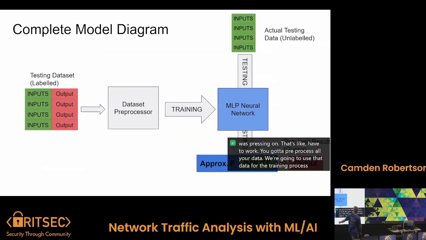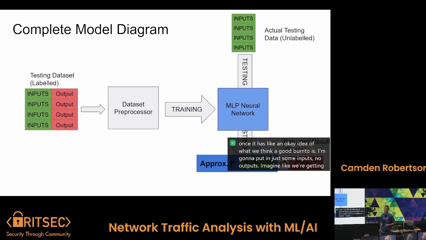This whole thing right here, we're going to train the neural network. Once that's all done, once it has an okay idea of what we think a good burrito is, we're going to put in just some inputs, no outputs. Imagine we're giving it some ingredients, right? We're testing out something new. Let's say we're putting in Airheads, some chicken, some canned beans. It's going to go into the neural network, and it'll use that approximate function and come up with an output. And that's what we're using this for. It's going to find data it hasn't seen before, and it's going to give you good guesses.